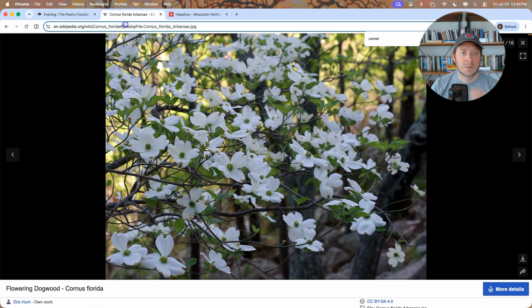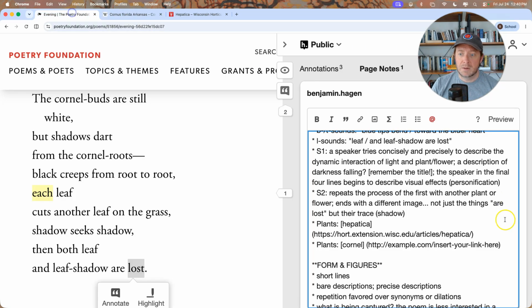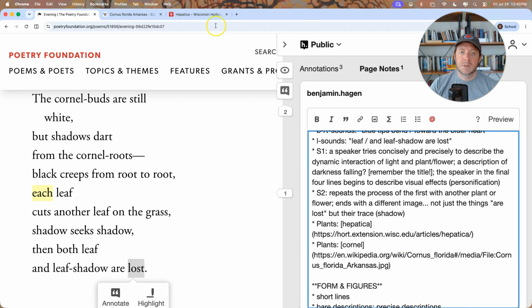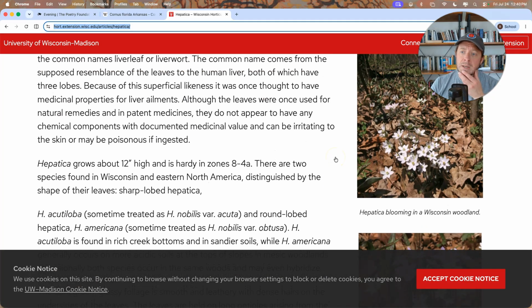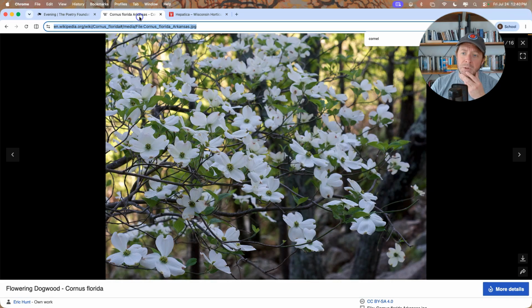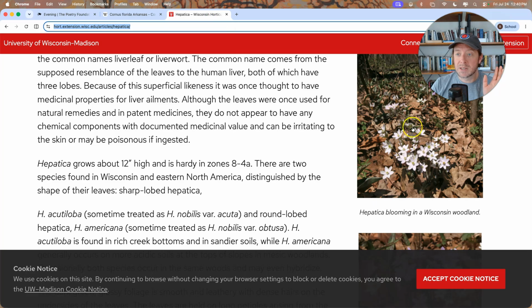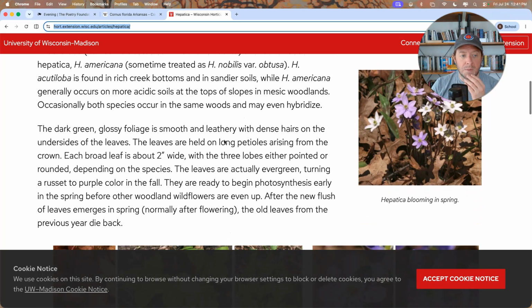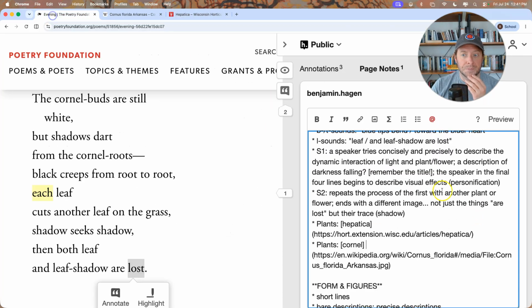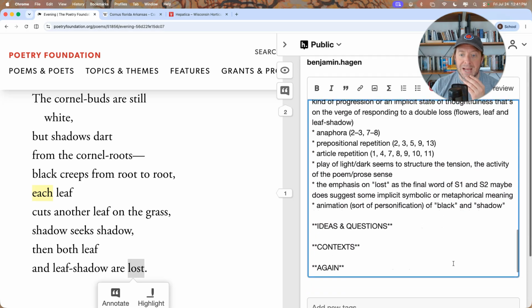So let's maybe add in that link there. So these are the kinds of plants the poem is thinking about, and they look pretty similar actually, at least from these basic images. So that's pretty interesting. Okay, thought I would just add those there.